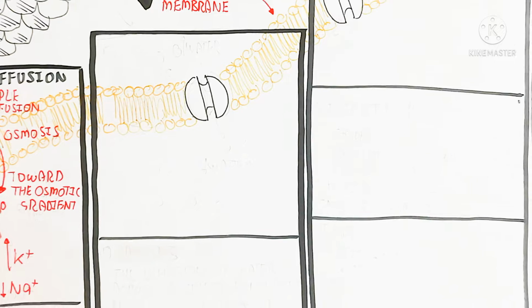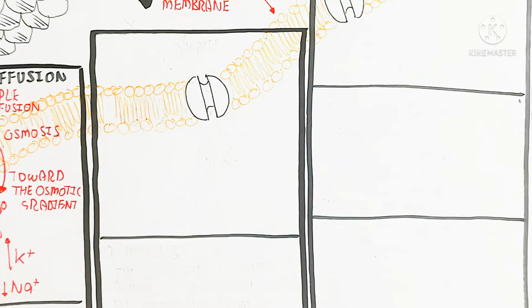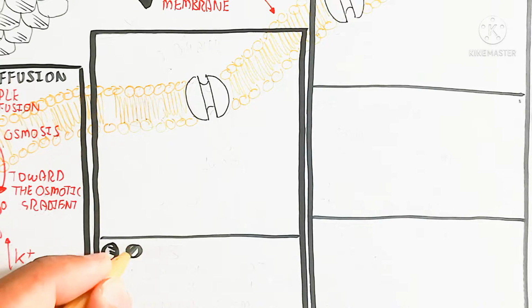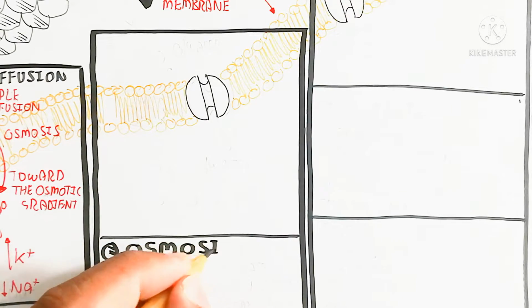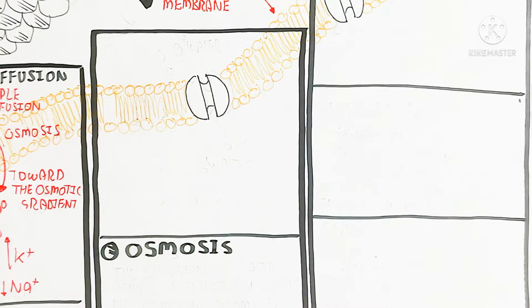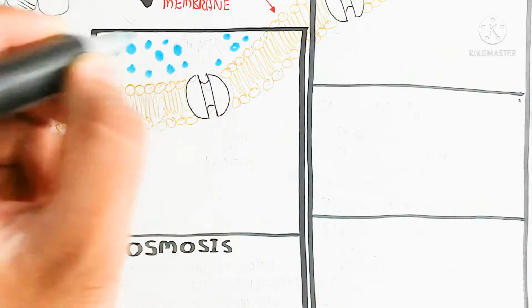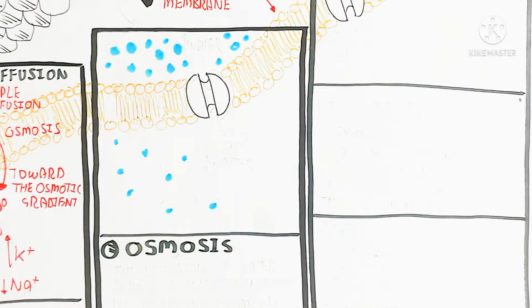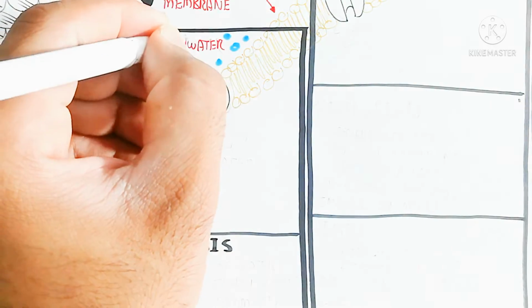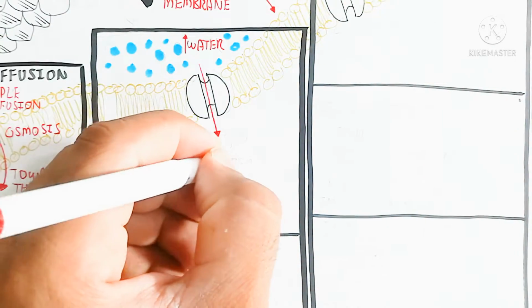The movement of molecules from an area of higher concentration to lower concentration is simply known as diffusion. Well, let's begin to understand osmosis. The diffusion of water across a selectively permeable membrane from an area of higher concentration to an area of lower concentration is called osmosis.